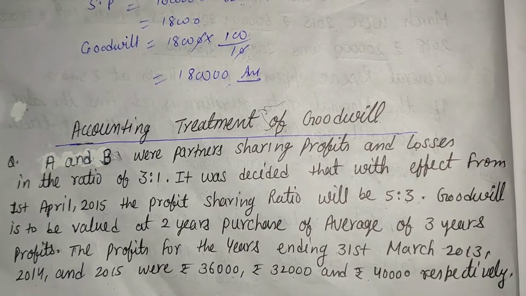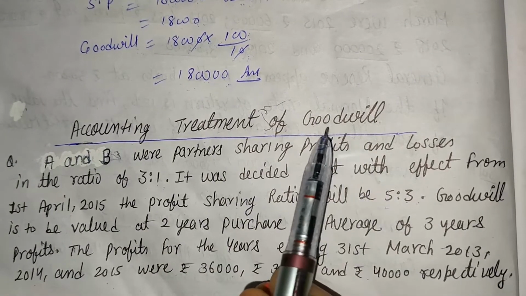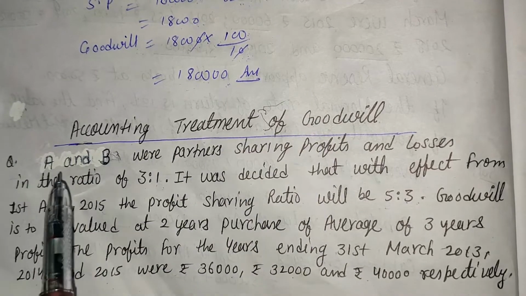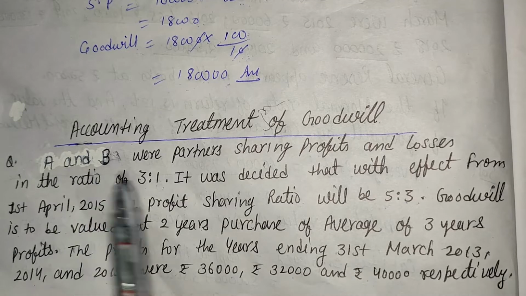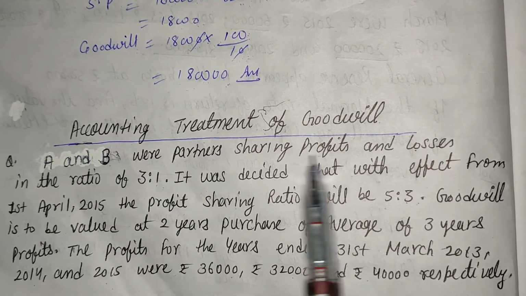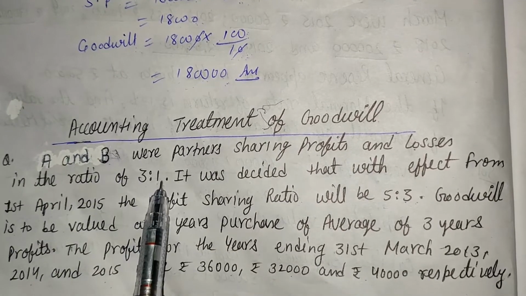Now come to the next topic, that is accounting treatment of goodwill. For accounting treatment of goodwill, let's take an example. Here A and B were partners sharing profit and loss in the ratio of 3:1.